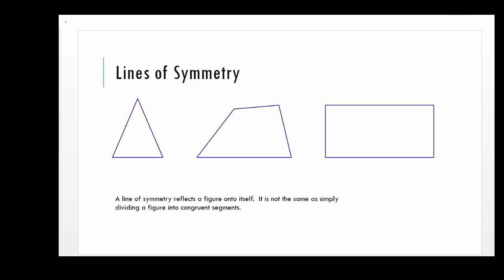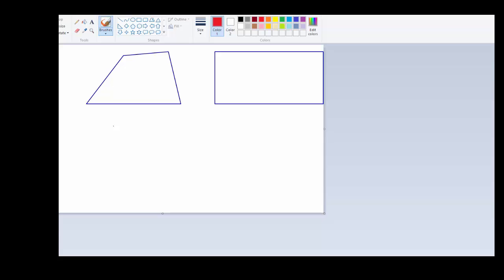All right, so first we're going to talk about lines of symmetry. A line of symmetry is a line that you can draw through a figure that would reflect the figure onto itself. I'm going to jump over to Paint for a moment so we can see this. So now that we're in Paint, I'm going to grab a line and we'll make this line red. So for this triangle, we can draw a line right here.